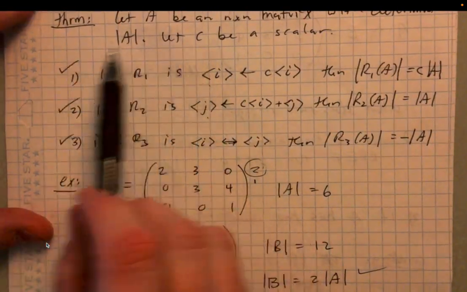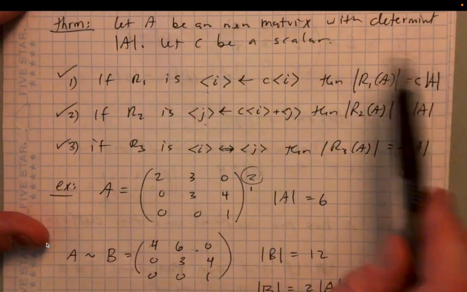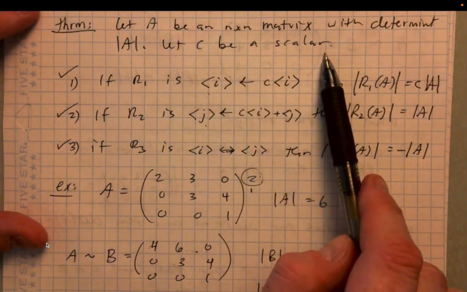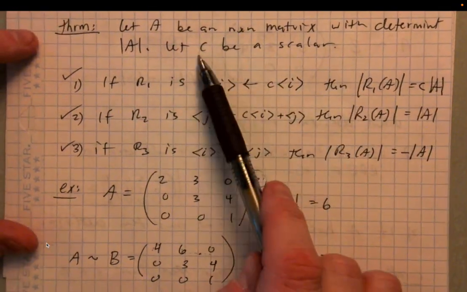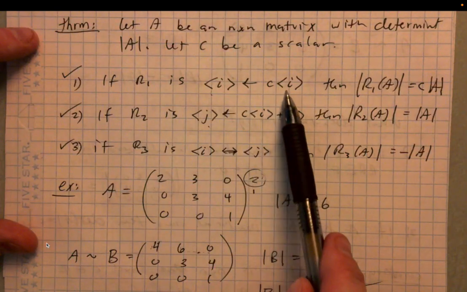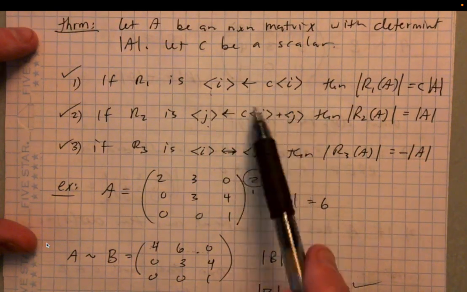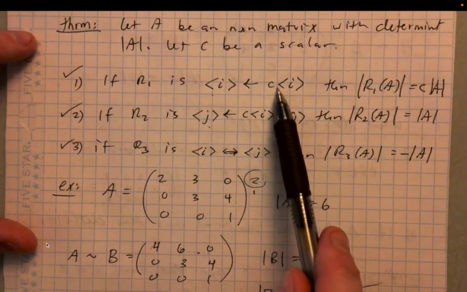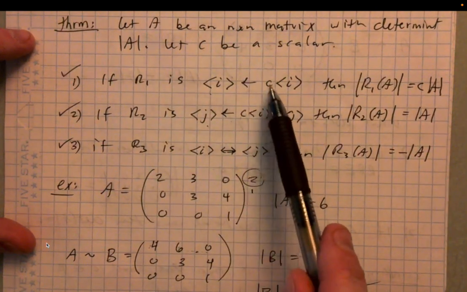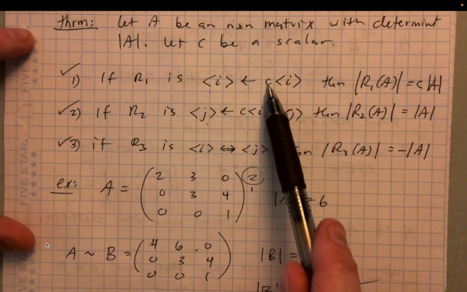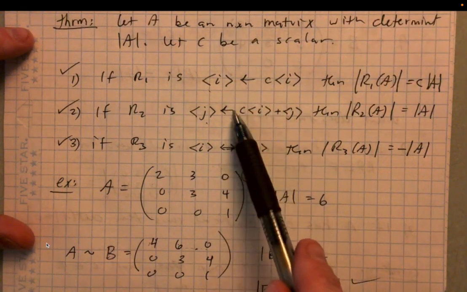So here's the theorem, right? If A is an n by n matrix with determinant A and C is a scalar, right? Now we know C is a non-zero scalar actually. The row operation, if you go back and you look at the definition of these row operations, C is required to be a non-zero scalar, right?